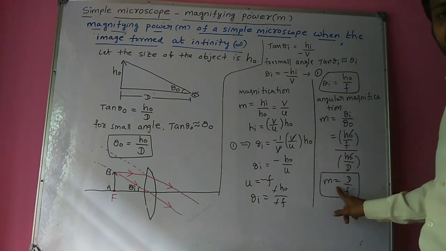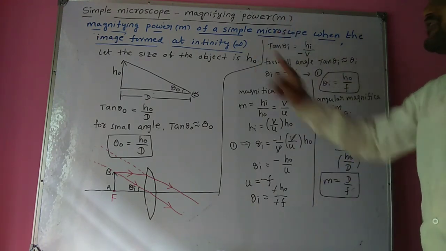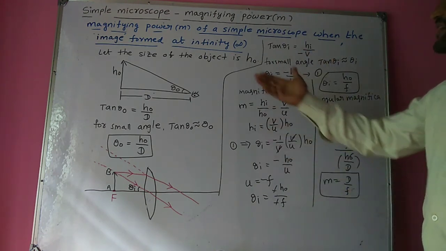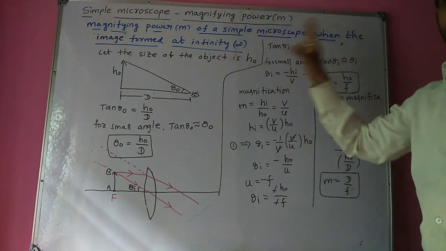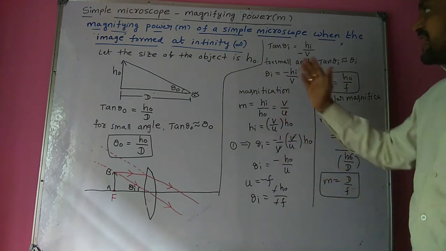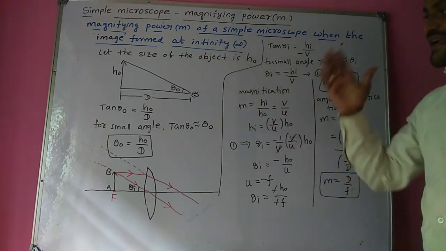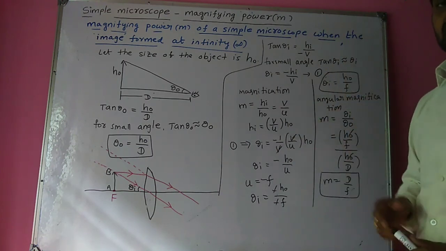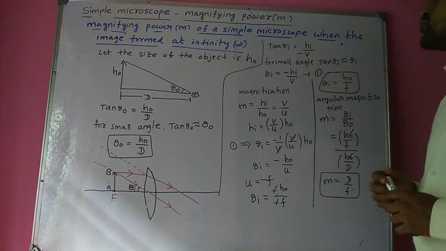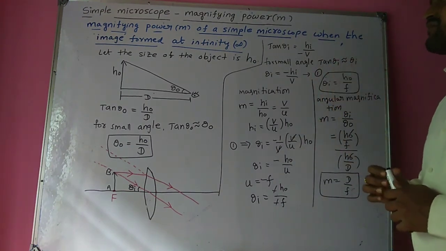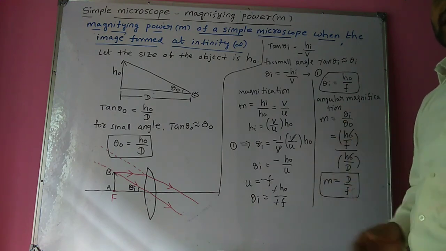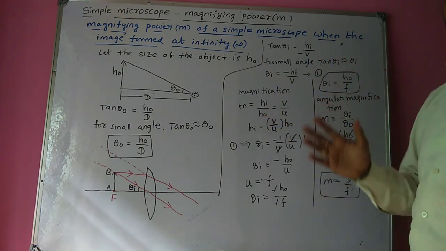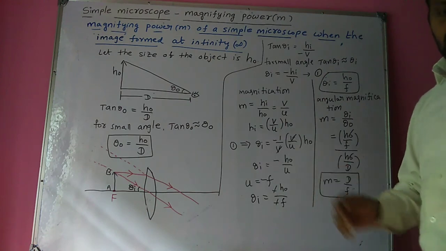Even though the magnification is less in the case of infinity, generally the image formed at infinity is considered, because when the image is formed at infinity, we can observe the image with a relaxed eye without any strain. So this is about the simple microscope and its magnifying power when the image is formed at the near point and when it is formed at infinity.